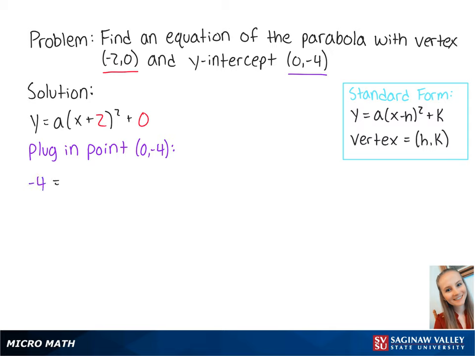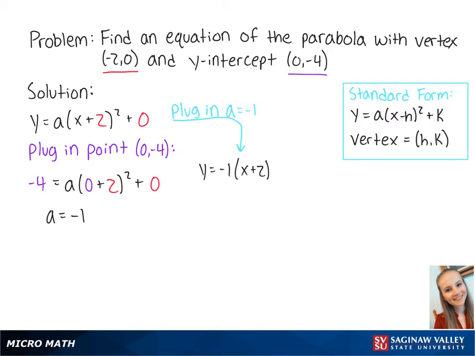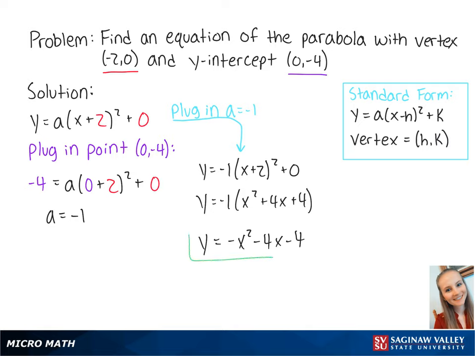This gets us -4 = a(0 + 2)^2 + 0, which gets us a = -1. Now we plug a = -1 into our first equation to get y = -1(x + 2)^2 + 0, which becomes y = -1(x^2 + 4x + 4). Now we finally get y = -x^2 - 4x - 4. This equation is the final answer.